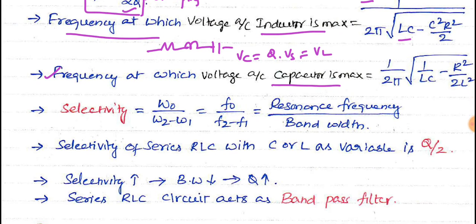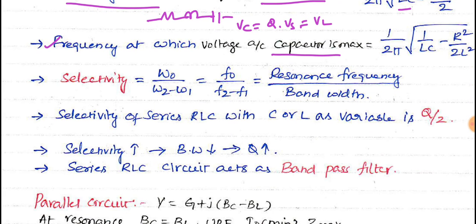And the next important topic: selectivity. Selectivity is omega naught divided by omega 2 minus omega 1, so F naught by F2 minus F1. That is the resonance frequency divided by the bandwidth. What is the relationship between selectivity and quality factor? This is one of the examination questions. Selectivity increases, bandwidth decreases, quality factor increases. So selectivity is proportional to quality factor.